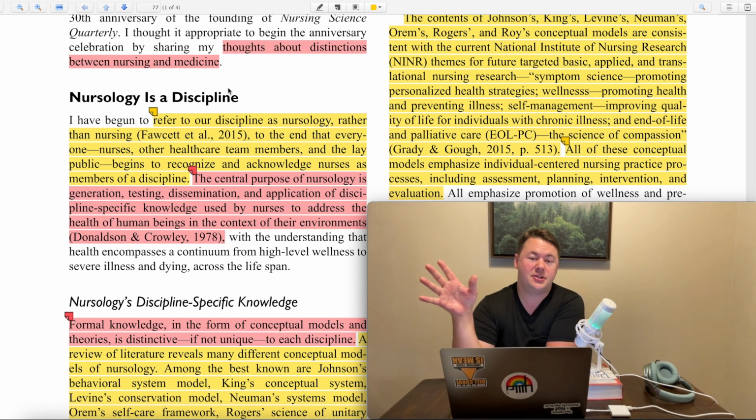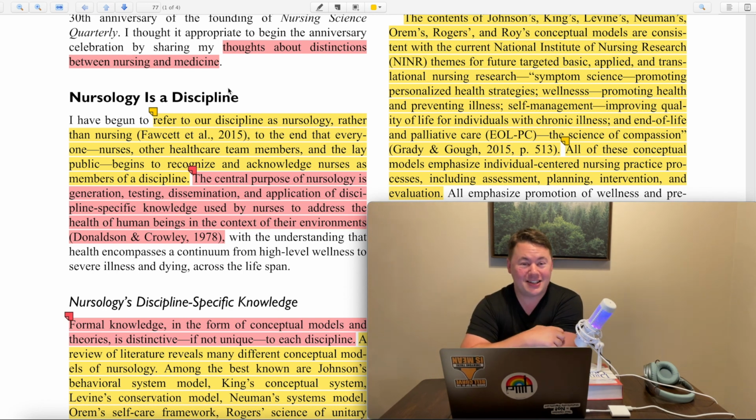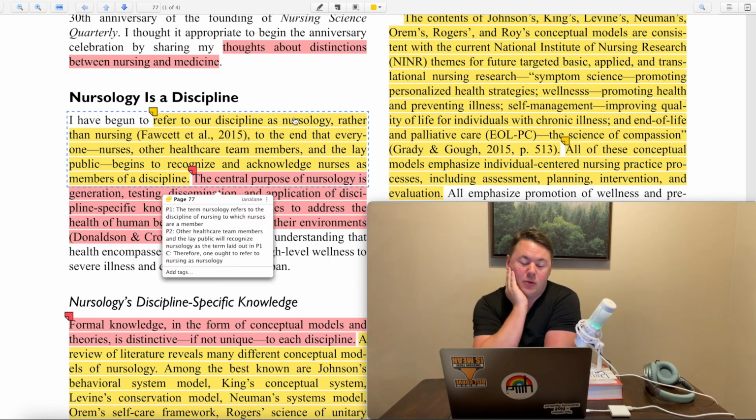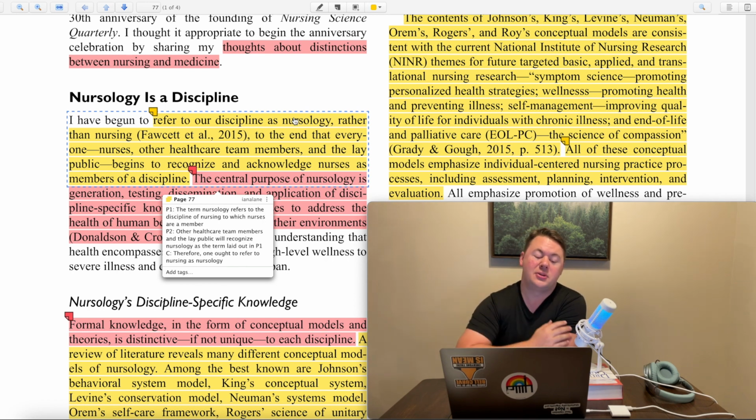But none of those things are actually arguments that she makes in this paper. The argument she makes in this paper, I'm going to lay out for you. I'm going to read this first. She says, "I have begun to refer to our discipline as, quote, nursology rather than nursing," and this was from Fawcett et al. 2015, "to the end that everyone, nurses, other healthcare team members, and the lay public, begins to recognize and acknowledge nurses as members of a discipline."